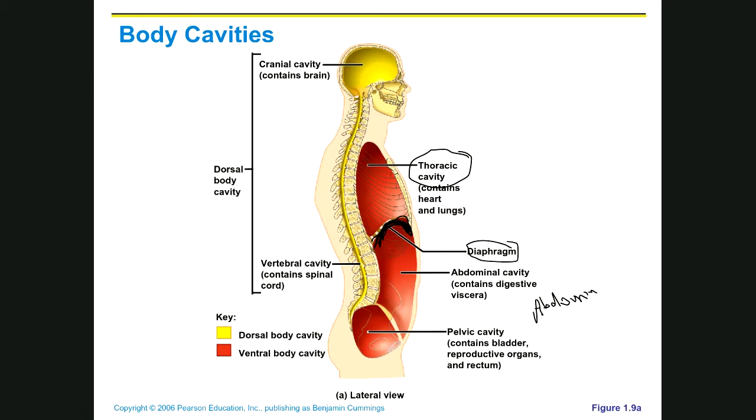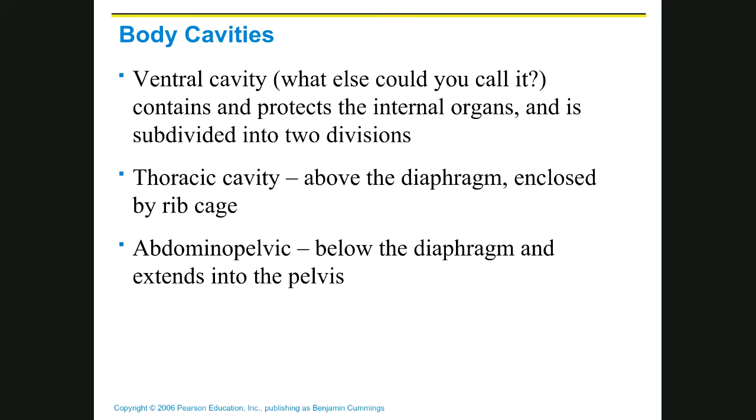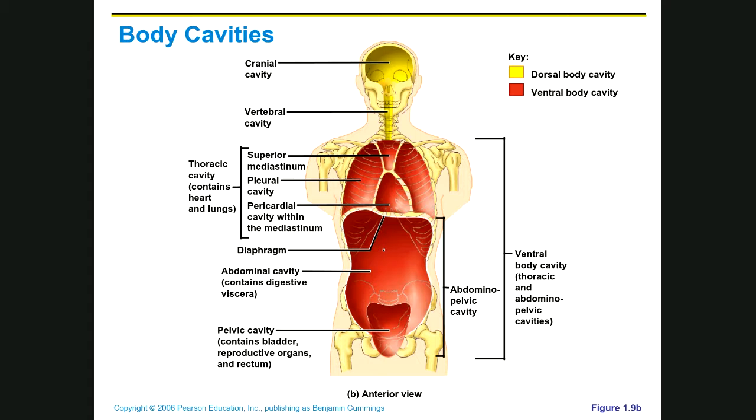Abdominopelvic. So again, we can subdivide this into two parts. Thoracic, everything superior to the diaphragm. And then abdominopelvic, everything inferior to the diaphragm. But still, this is a huge cavity even after we subdivide it. And so it would be nice if we could subdivide it even more.